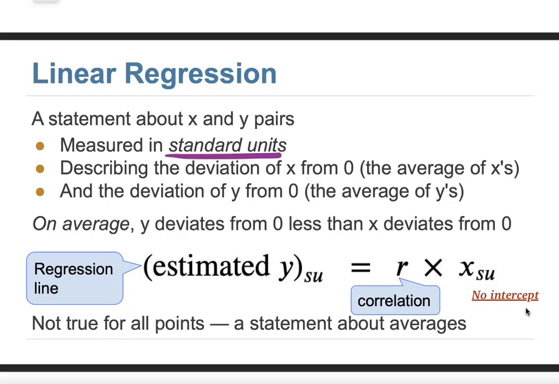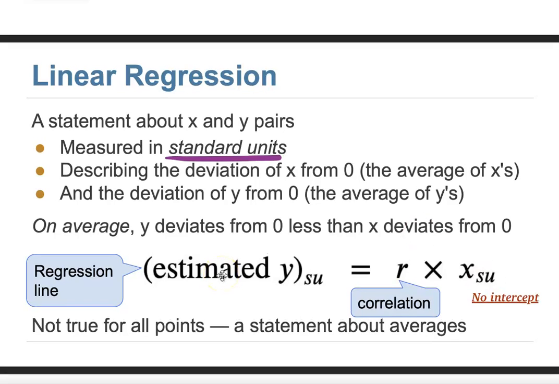If you remember in algebra, when we talk about a straight line, the equation is y equals mx plus b, where m represents the slope. So in our regression line in standard units, we do have the slope, and the slope is the correlation of the two numeric variables. However, we don't have the intercept. In other words, the intercept equals 0.